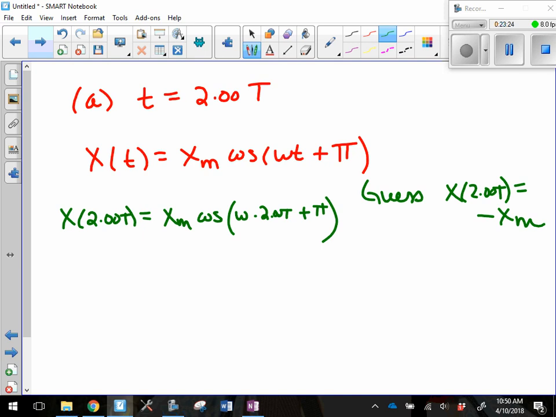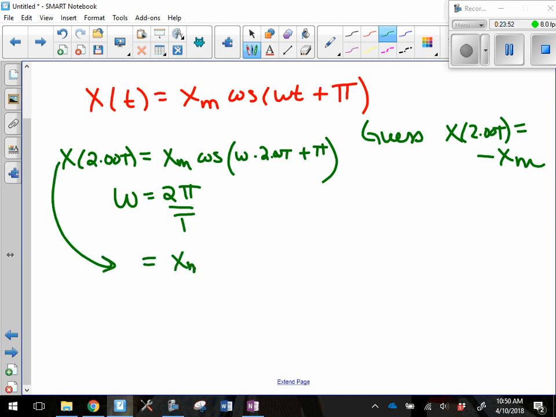But I can't really do anything with that. How can I fix that so I can do something with it? I do need omega. What is omega equal to? 2 pi over T. I bet you that would solve my problem, right?